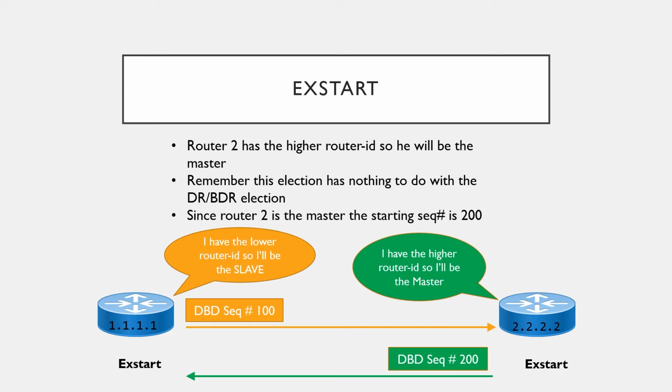And that's going to be whoever has the highest router ID will be the master. So in this case, R2 is going to be the master, and so R1 knows that he's going to be the slave. And if you recall, R1 sent an initial database descriptor packet with a sequence of 100, and R2 sent its initial database descriptor packet with a sequence of 200.